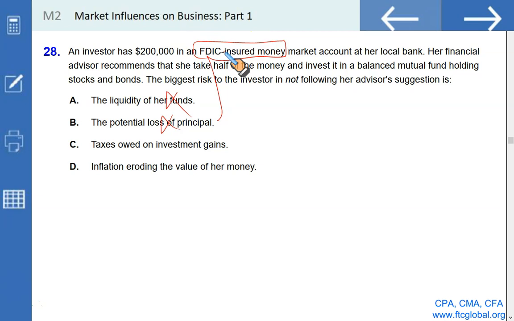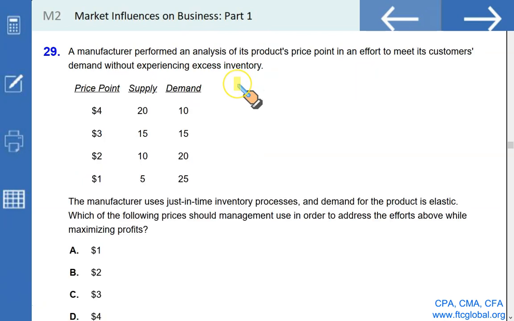That is wrong. Taxes owed on investment gains: since it's a highly liquid money market account, the returns would be minimal and the taxes on them will be a very small amount as well. So this is not true. Inflation eroding the value of her money. This is true. Inflation erodes the purchasing power of your monetary assets, and that's what her biggest trouble would be if she doesn't listen to her advisor.